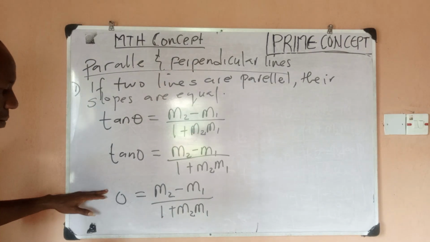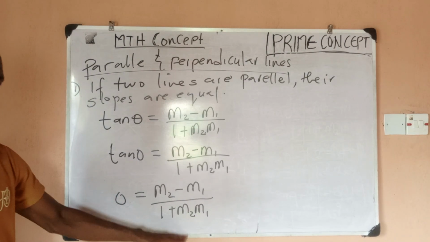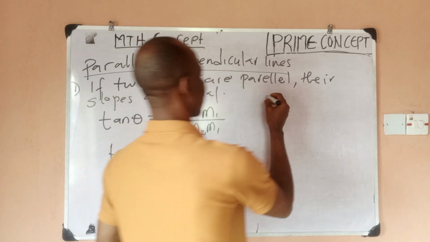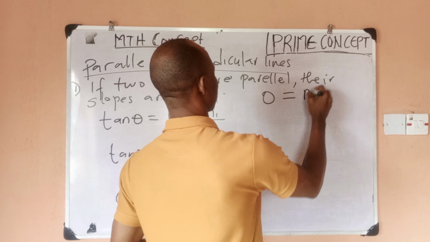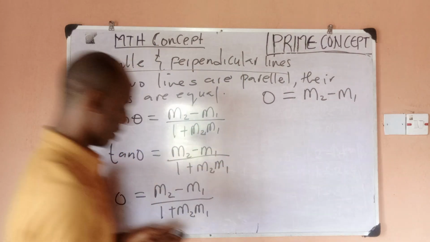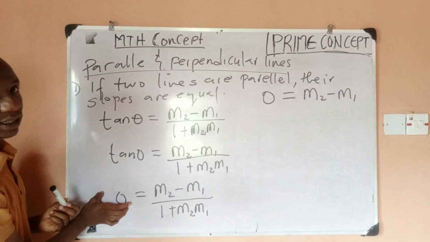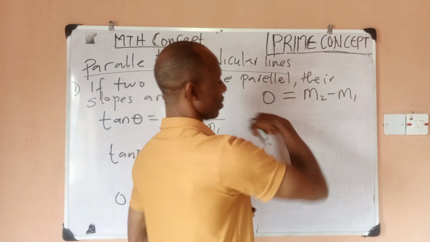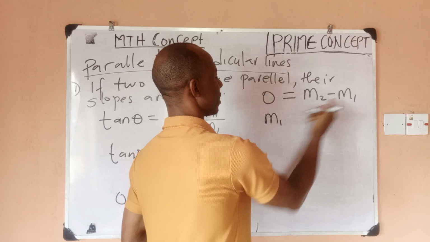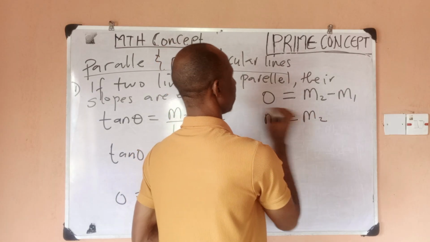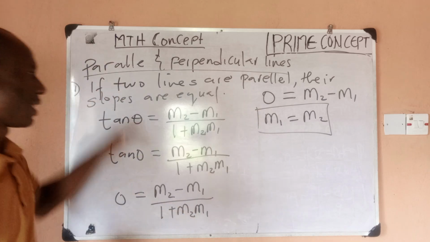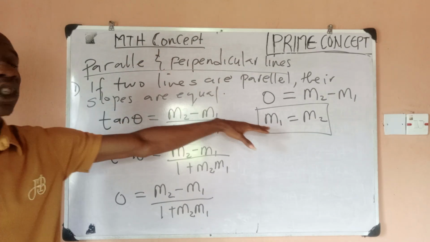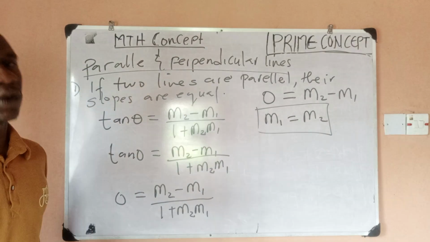Now, if I cross multiply, you'll notice that 1 plus m2 m1 would multiply this to give 0, so that I can have 0 equal to m2 minus m1. If you bring this to the other side, you'd simply have that m1 is equal to m2. So this is the proof of the statement we have given here. If two lines are parallel to each other, their slopes are equal. So I believe this is clear.